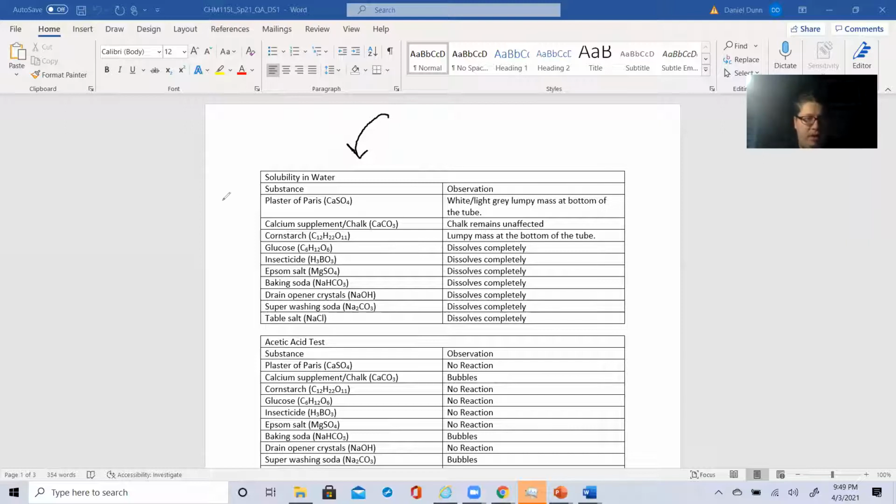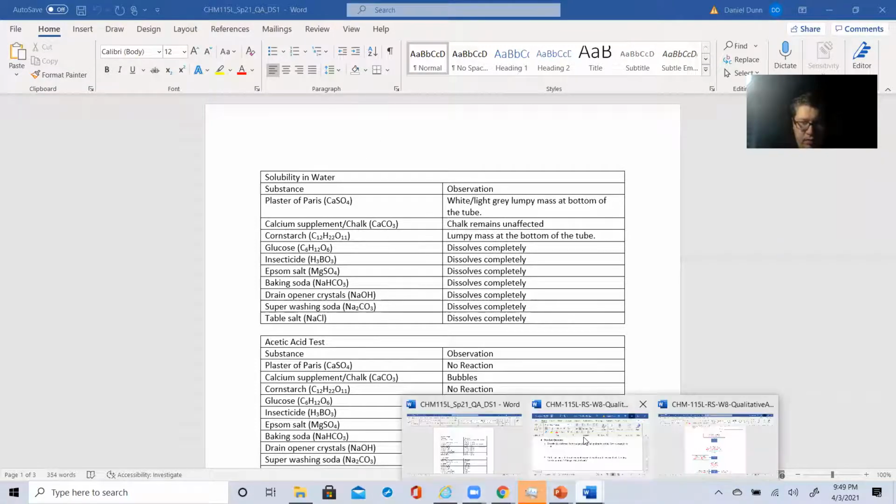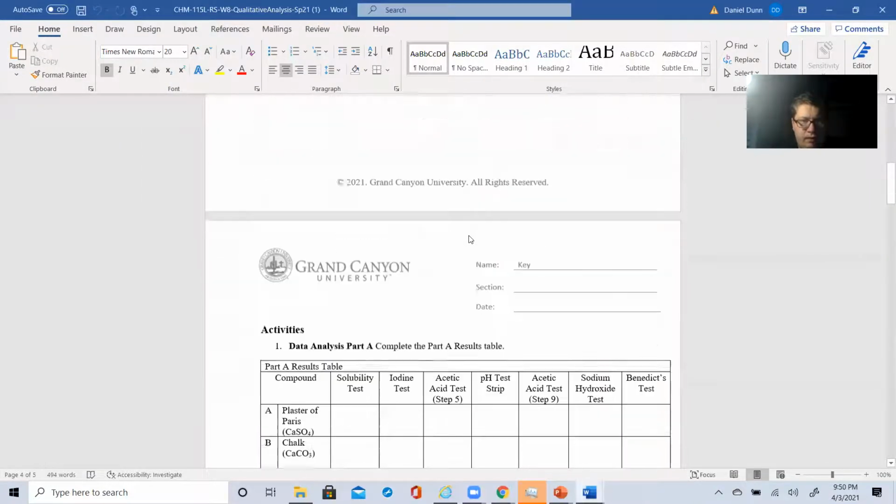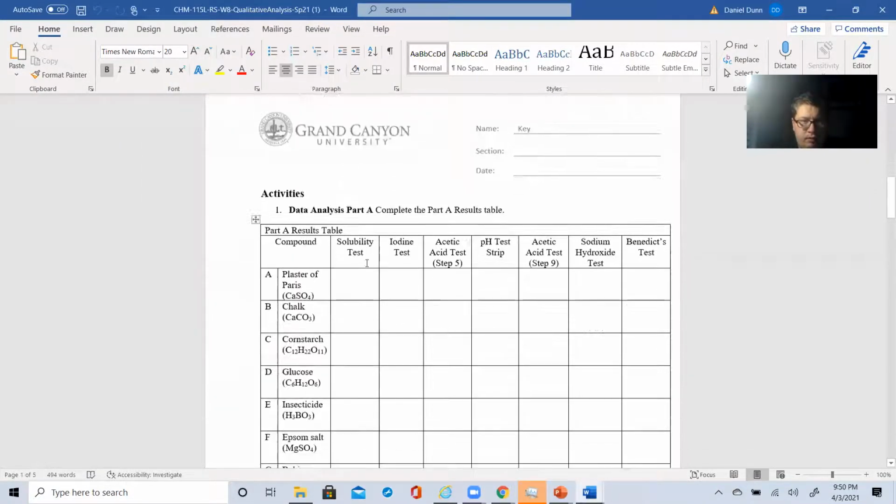So for example, plaster of Paris. Put that in water, it forms a lumpy mass. It doesn't dissolve. If I put chalk in water, it doesn't dissolve. If I put cornstarch in water, it doesn't dissolve. Everything else will dissolve in water. So, going to the solubility worksheet, tell me if it dissolves or not.